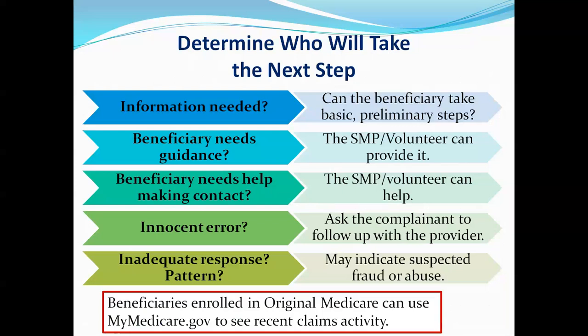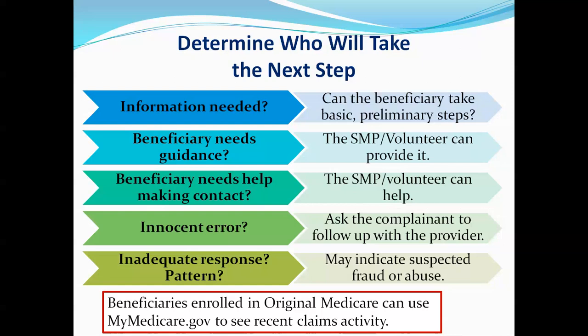The problem is that usually I get the referrals after the beneficiary has already attempted, and you, the volunteer or SHIP, have already attempted to get it corrected. Usually I get the referrals after that. We call that an inadequate response. So the beneficiary has tried, you SHIP and SMP volunteers or staff have tried, and gotten no response, which to me gives a red flag saying, hey, something's not right here. This could probably be fraud, especially if they're not responding.